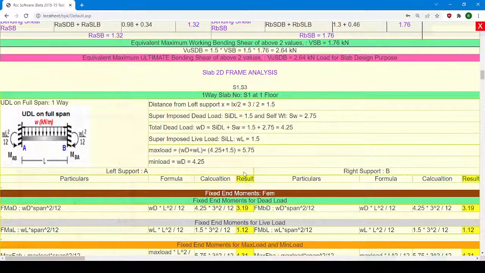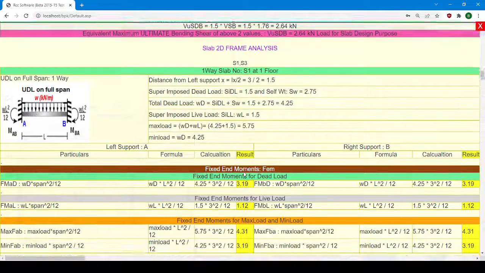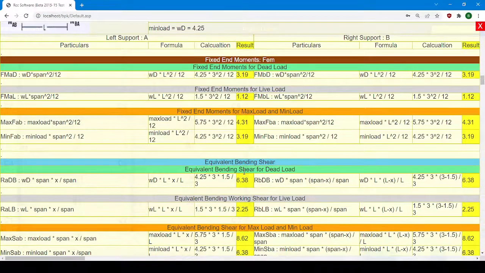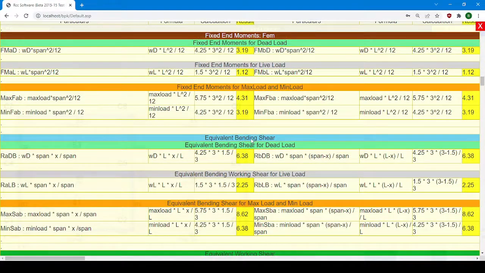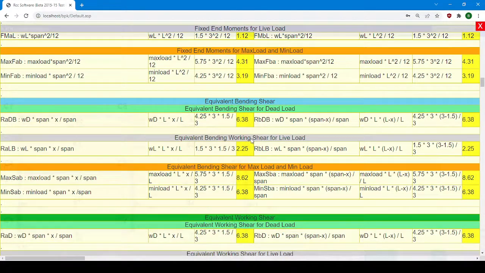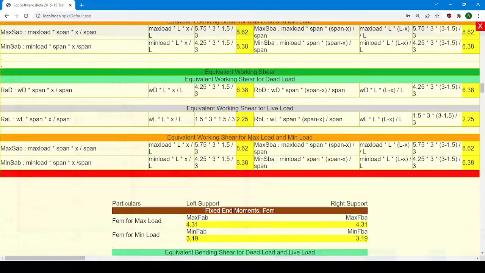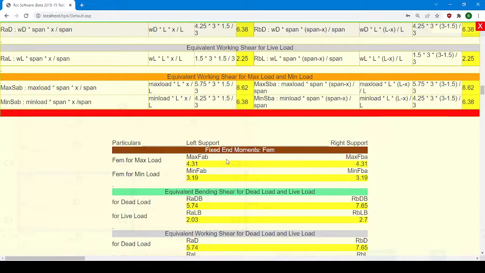For the moment, we are using the slab 2D frame analysis, and according to that, we have calculated the fixed end moments. Fixed end moments are divided in two parts, for dead load and for live load, which we require for the earthquake analysis. Equivalent bending shear, equivalent working shear, then fixed end moments.